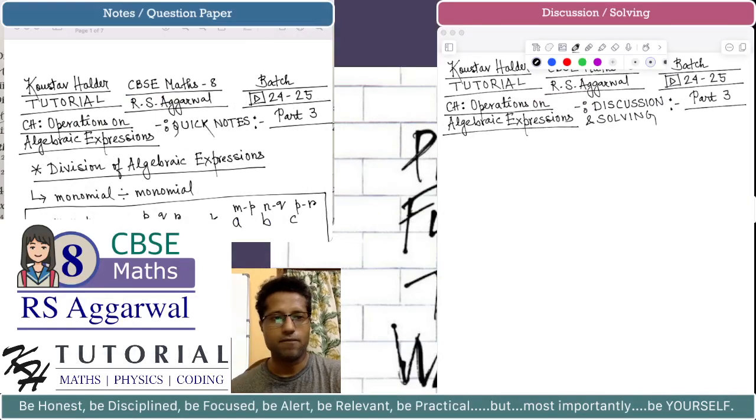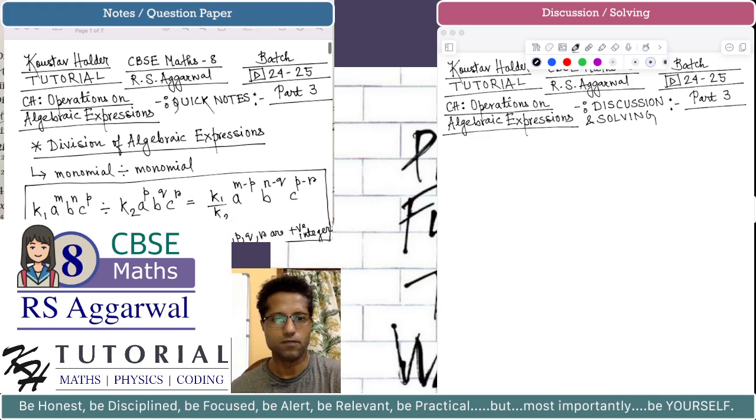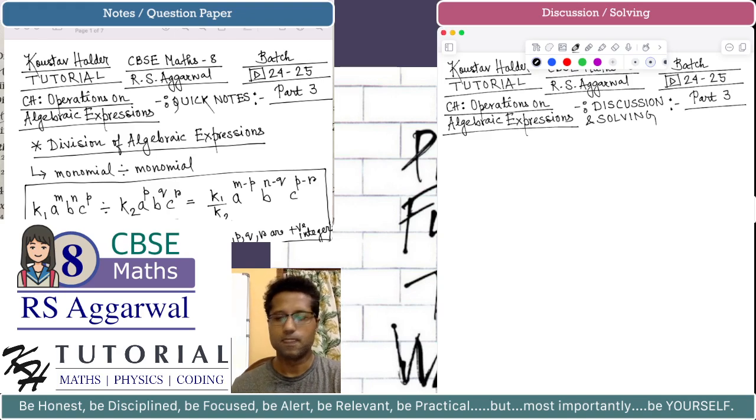Okay, so I have my quick notes on the left hand side regarding the division of algebraic expressions. I hope the fonts are big enough and you can see the notes properly. Also the PDF of these notes will be provided in the description below. Okay, so this is about division of two algebraic expressions.